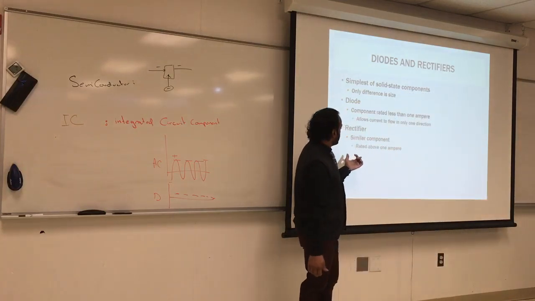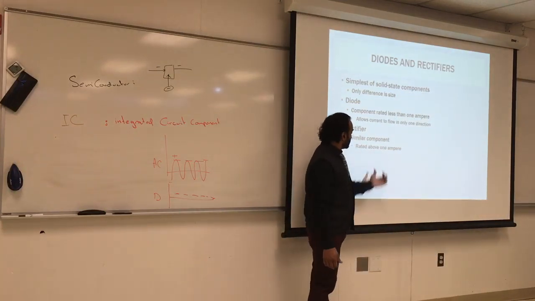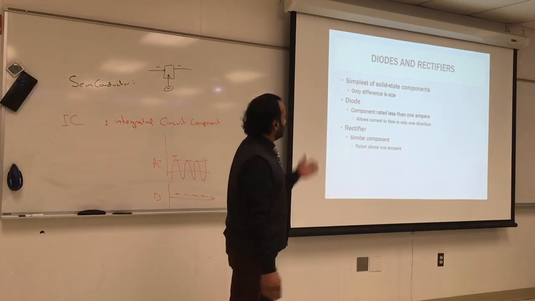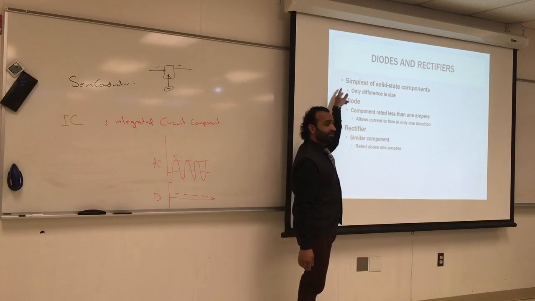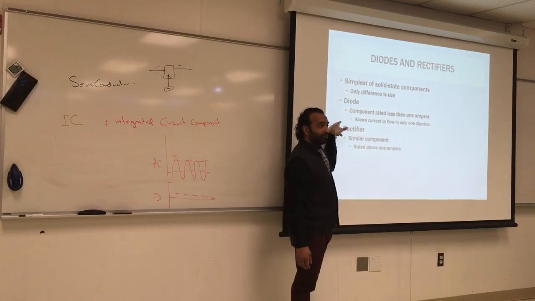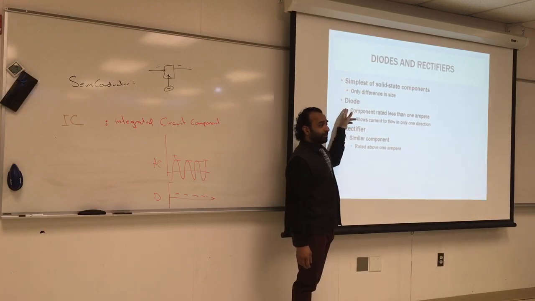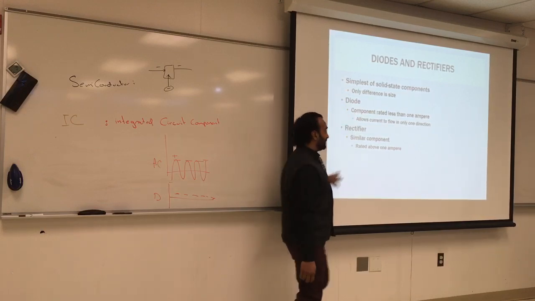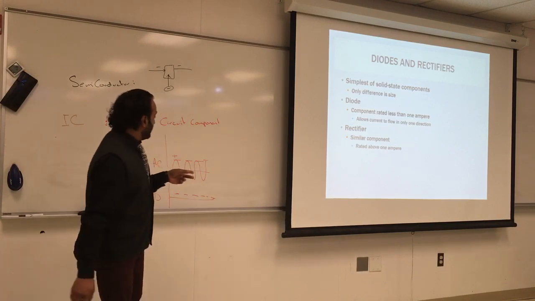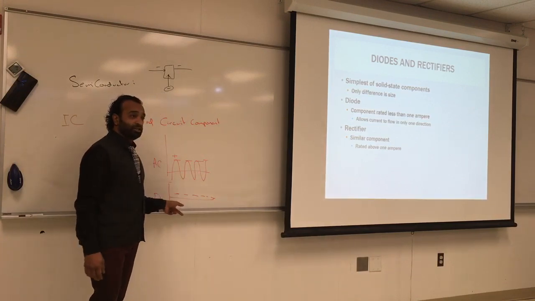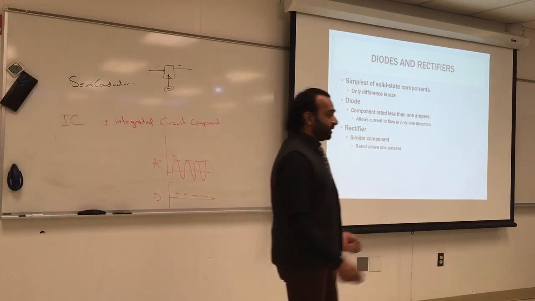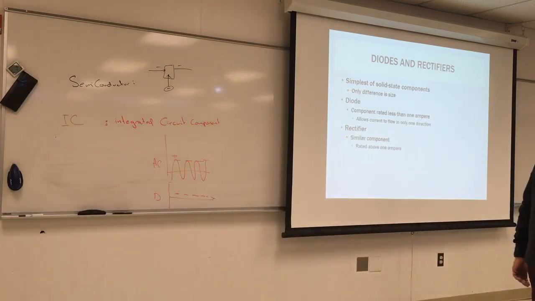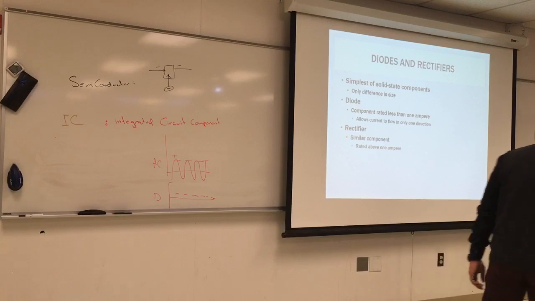Rectifiers have similar components, but they're rated above 1 ampere instead of a diode. So a diode and rectifier are kind of the same function. A rectifier is more than 1 amp, a diode is less than 1 amp. That's why we use a rectifier to change AC to DC, because usually we have more than 1 amp. And a diode is usually used in small boards where the amperage draw is very small.